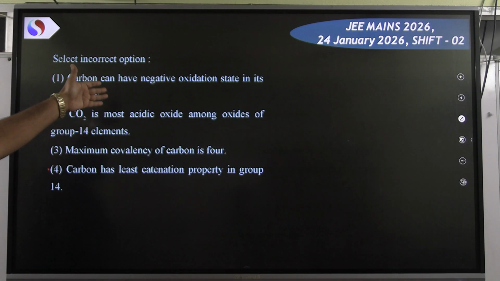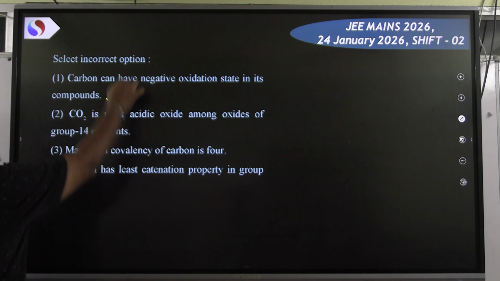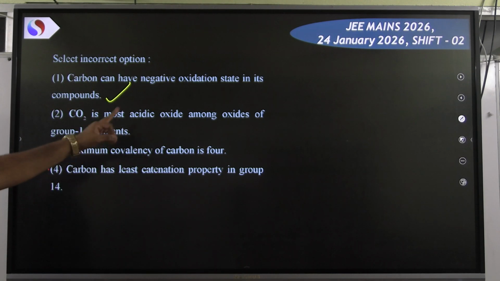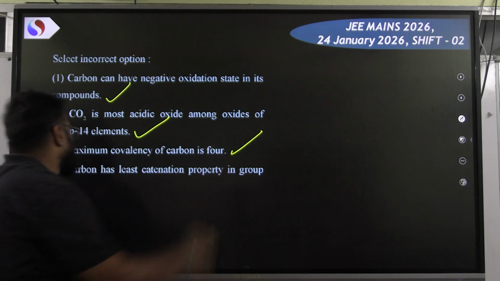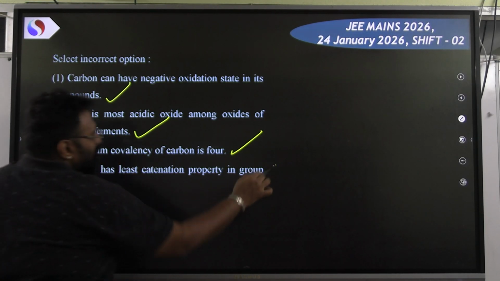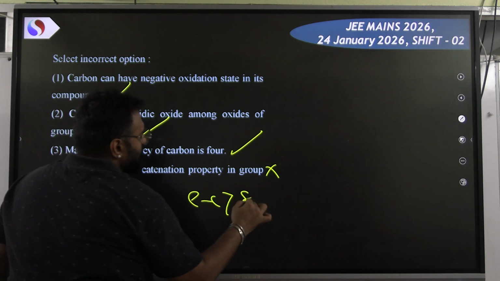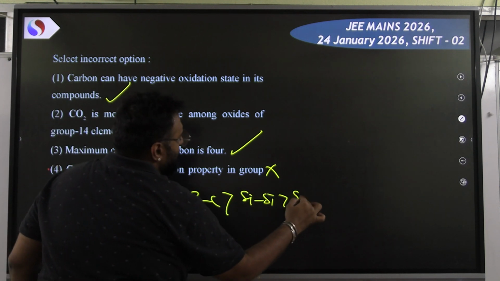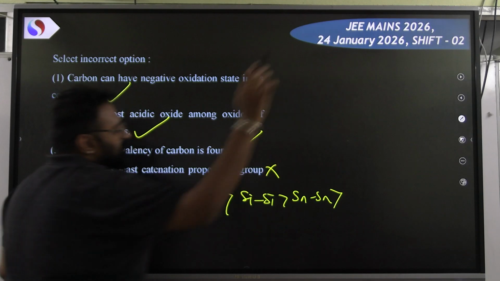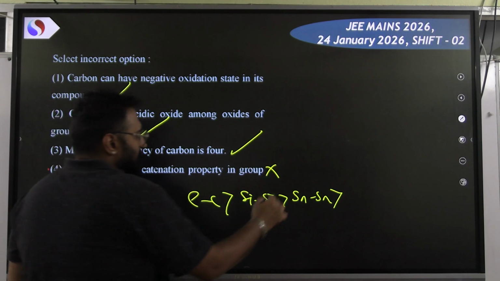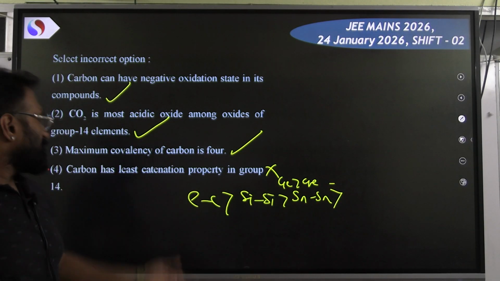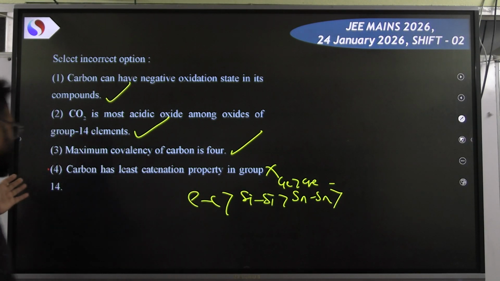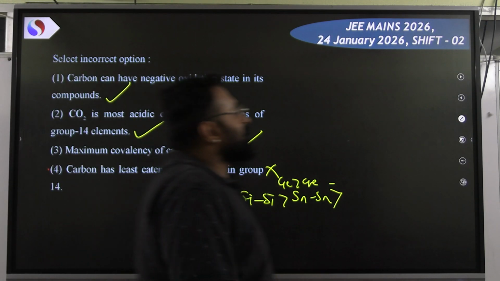Next, select the incorrect option. Carbon has a negative oxidation state in its compounds. It is correct. CO2 is the most acidic among oxides. It is also correct. Maximum covalency of carbon is 4. It is also correct. Carbon has least catenation. No. What is the order of catenation? Carbon, silicon, germanium, tin. This is the order. So the fourth option is the correct option.